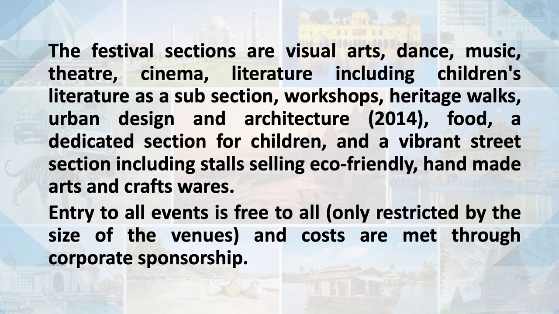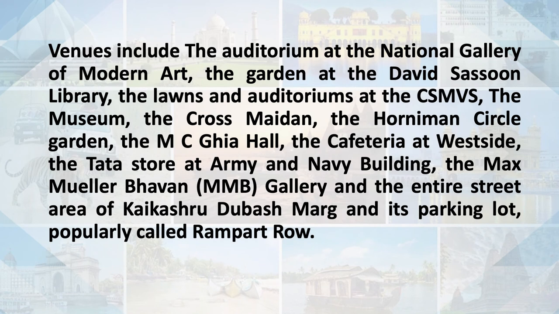Entry to all events is free to all, only restricted by the size of the venues, and costs are met through corporate sponsorship. Venues include the auditorium at the National Gallery of Modern Art, the garden at the David Sassoon Library, the lawns and auditorium at CSMVS, the museum, the Cross Maidan, the Oval Maidan, the Horniman Circle Garden, the MC Ghia Hall, the cafeteria at West Side, the Tata store at the Army and Navy Building, the Max Mueller Bhavan Gallery, and the entire street area of the Cowasji Patel Street and its parking lot, popularly called the Rampart Row.